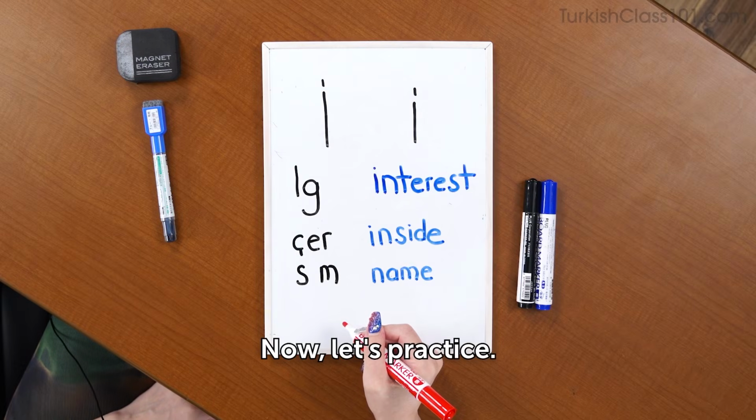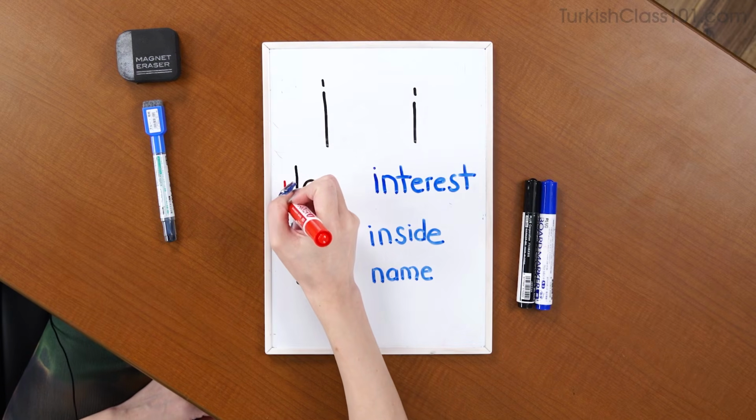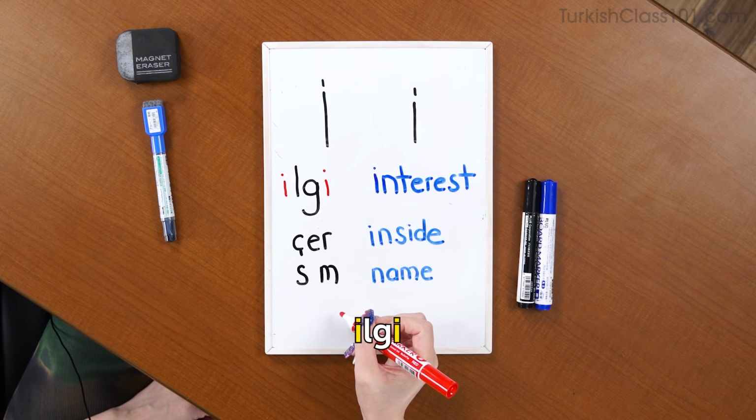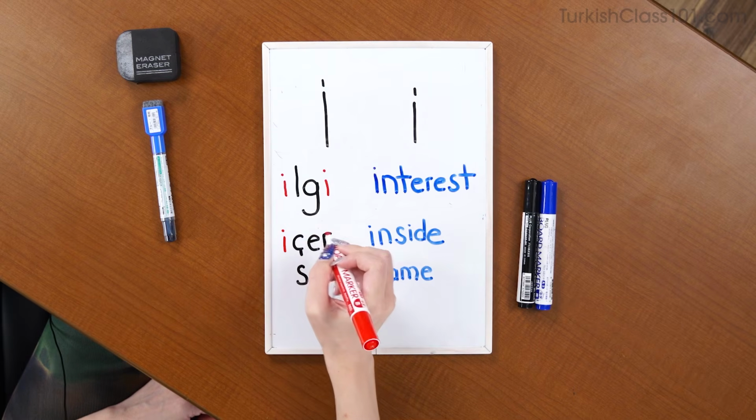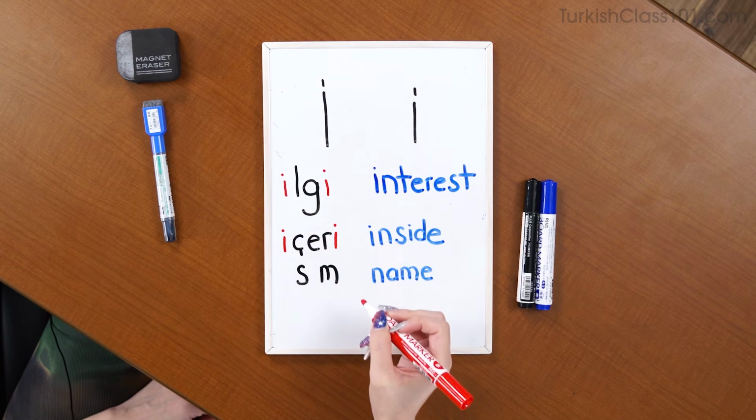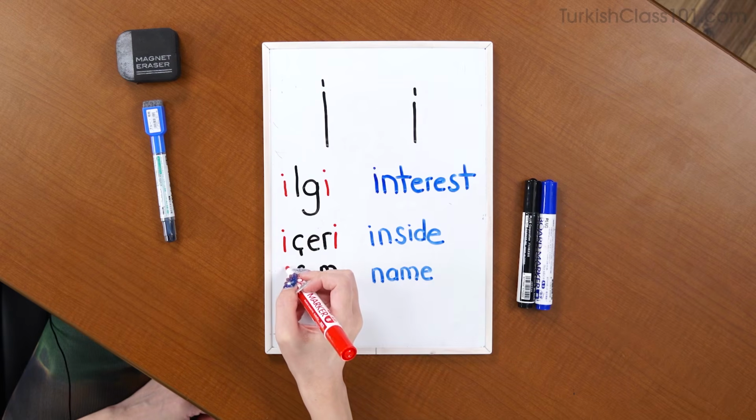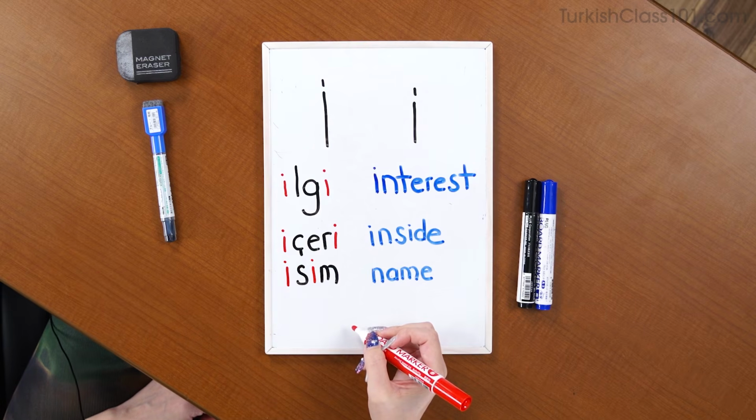Now let's practice. Write I for each of these words. İlgi. Interest. İçeri. Inside. İsim. Name.